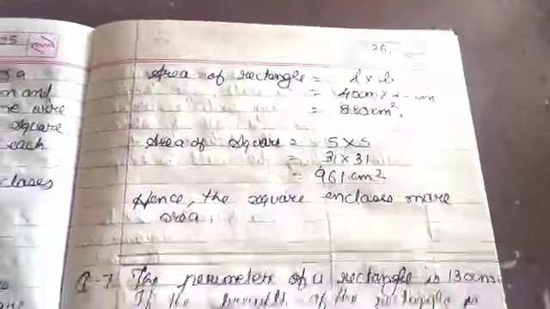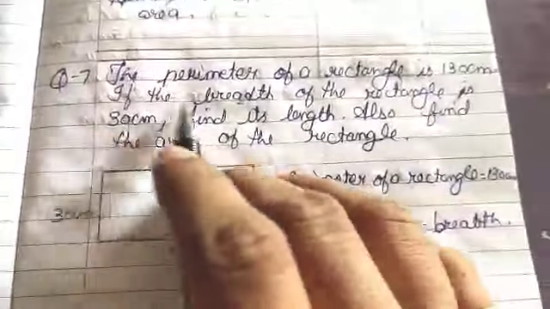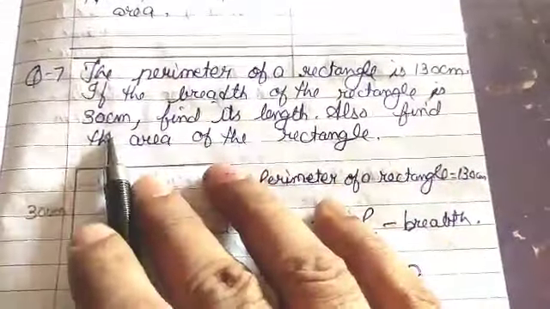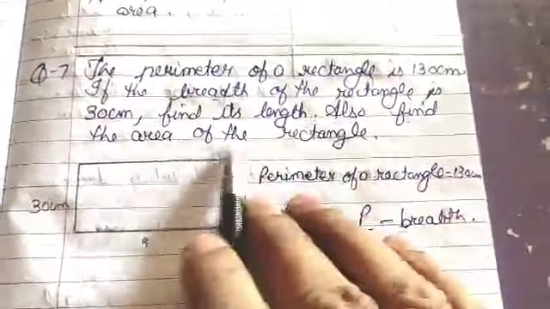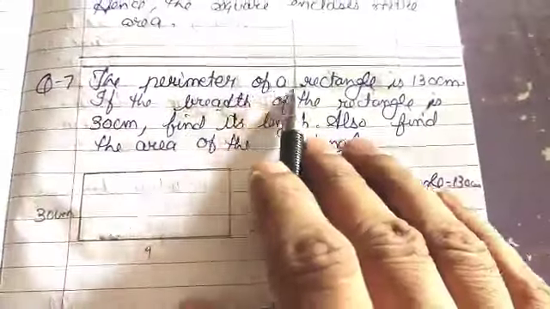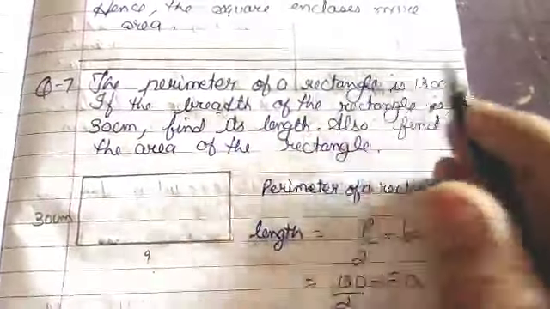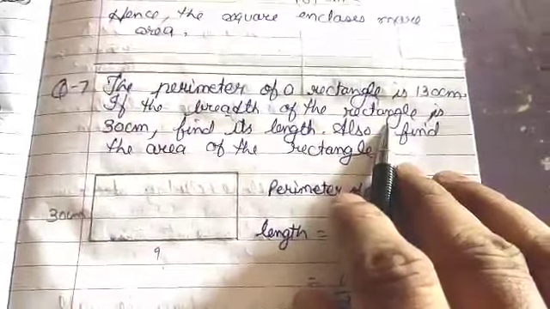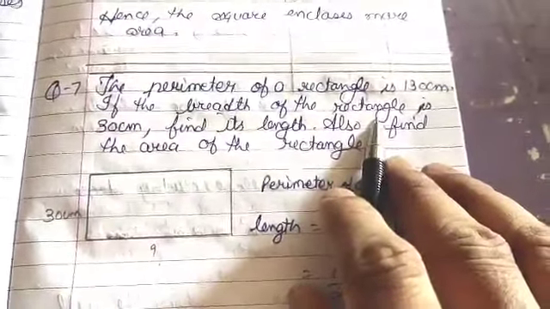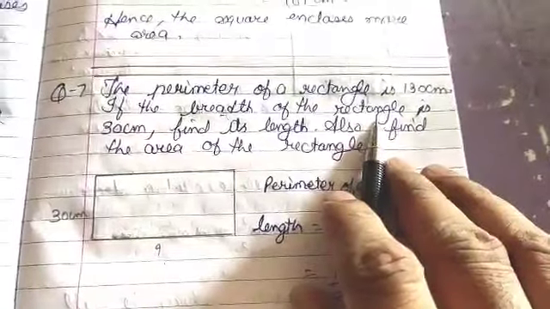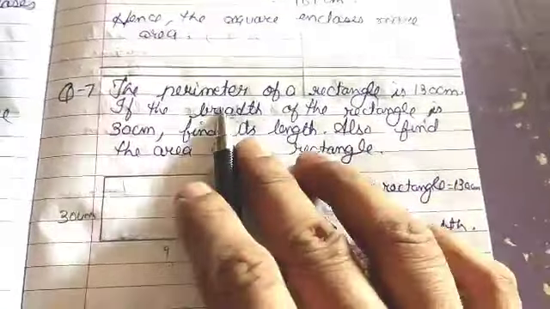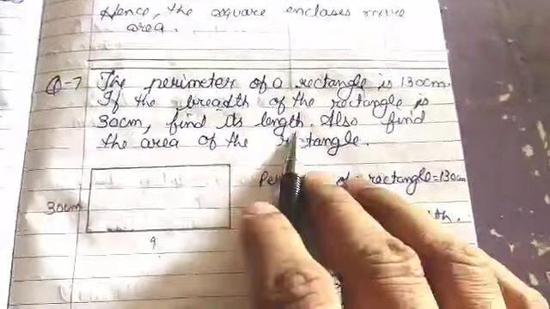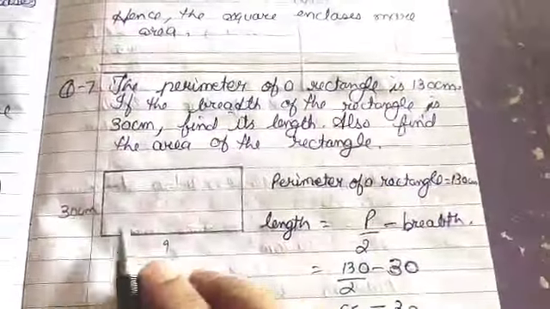Now let us see the next question, the 7th one. The perimeter of a rectangle is 130 centimeter. If the breadth of the rectangle is 30 centimeter, find its length. Also find the area of the rectangle. Now dear student, as I told you, if the perimeter or area is mentioned in the question, then obviously there will be one missing value, either length or breadth, to find. Here the breadth is given, 30 centimeter, and we have to find the length.